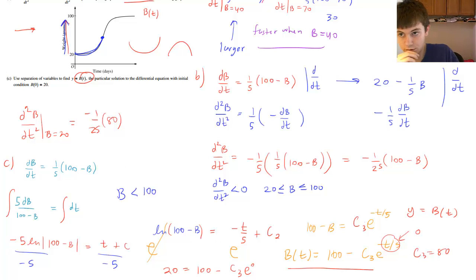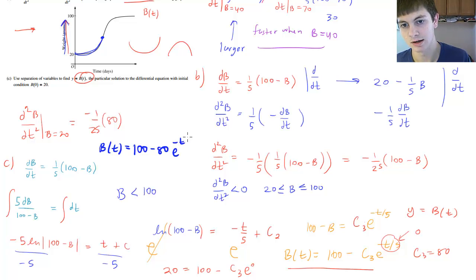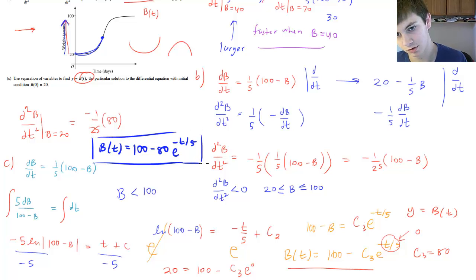And our final solution, which I will write up here in a nice blue, and I'll make it even a little bigger. Our final solution is b of t equals 100 minus 80 e to the negative t over 5. And that's how you solve that autonomous differential equation, to look at the rate of change of the weight of a bird. Hopefully that was helpful, and see you in the next video.